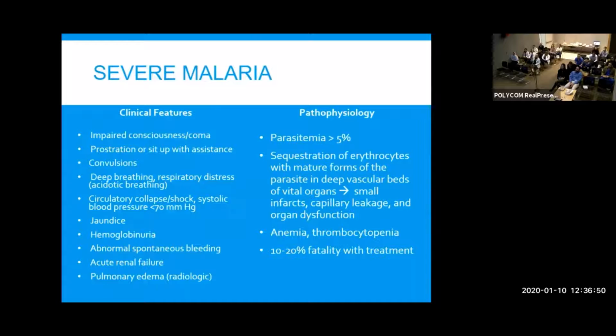The pathophysiology: we often talk about severe malaria being defined by a smear of 5%, others say 10%. But in reality, it's not just the absolute percentage, it's also how fast that percentage is changing. Is it going up really fast? That can be classified as severe malaria also. And this is just the pathophysiology. You get sequestration of these infected erythrocytes, you end up getting small infarcts, capillary leakage, and organ dysfunction. And again, 10 to 20% fatality, even with treatment.